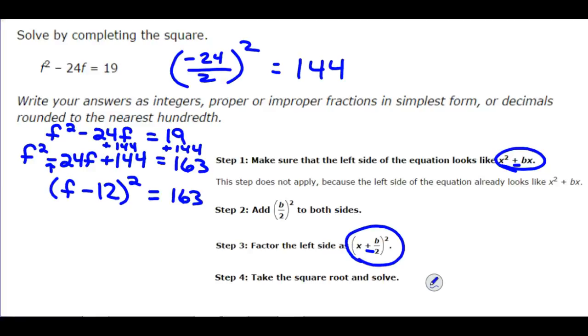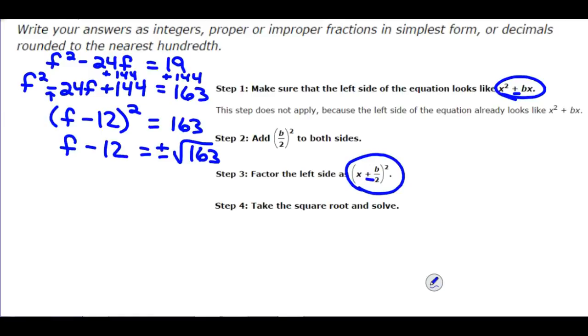Step 4 has a lot of steps that come after it that they can't put up there because then you have to solve. It says take the square root and solve. Now you're taking the square root of both sides of the equation, so you end up with f minus 12 because you take the square root of that side, and that equals plus or minus the square root of 163. So you're just taking the square root of both sides.